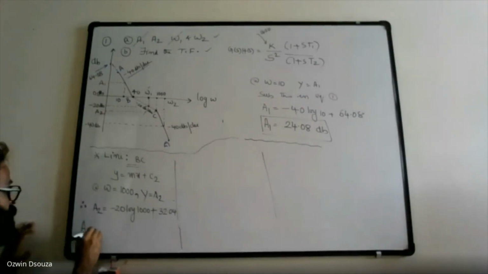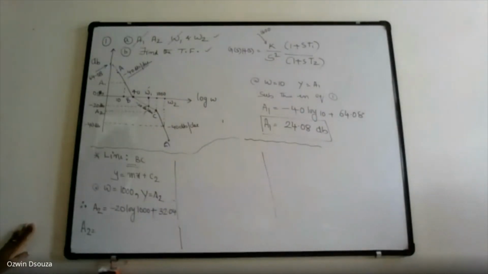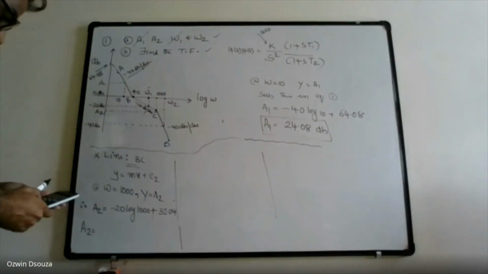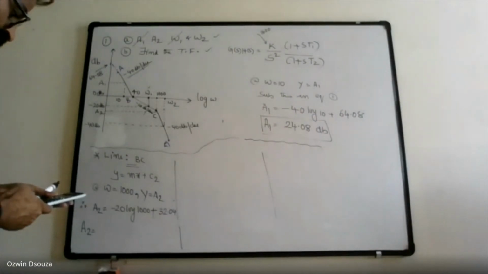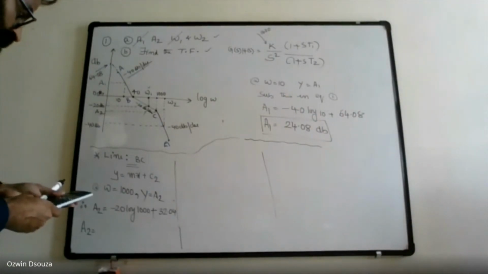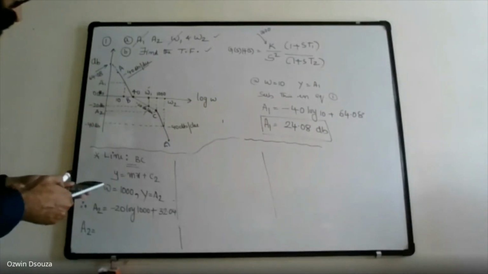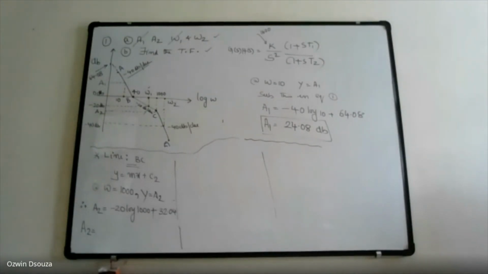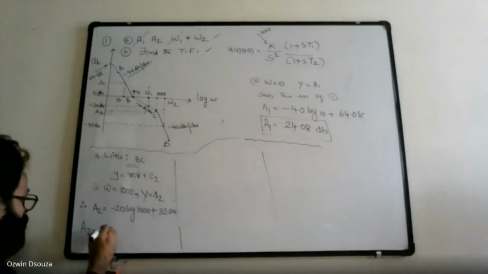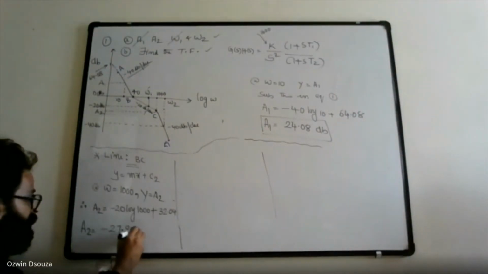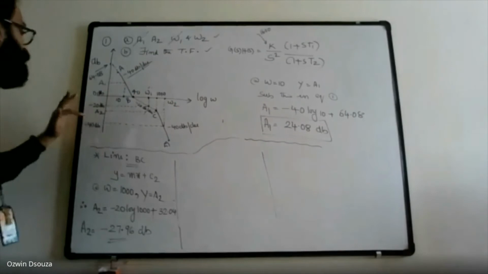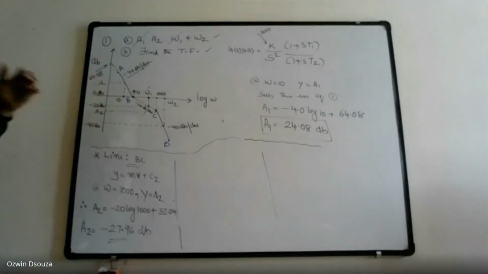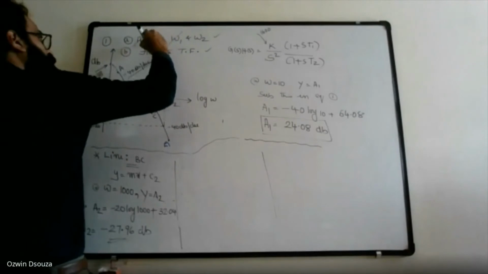So A2 is equal to, you can just find out, minus 20 log 1000 plus 32.04. So that is minus 27.96. So your magnitude A2 is minus 27.96 decibel. Makes sense, right? You are supposed to get negative because A2 is found below the log omega axis. So that's your A2. So you have found A2 as well.